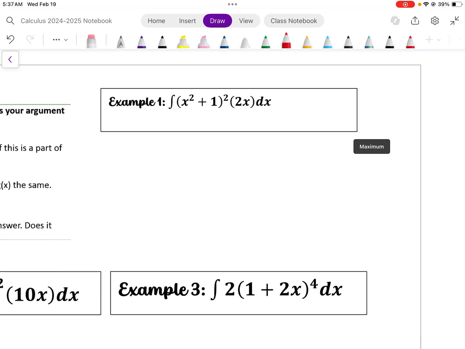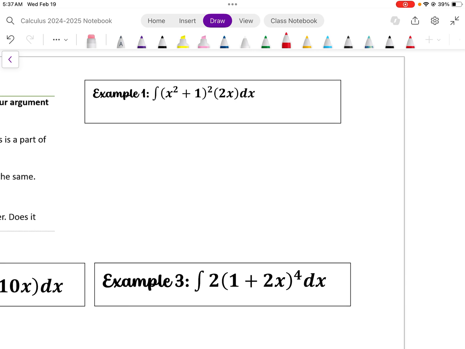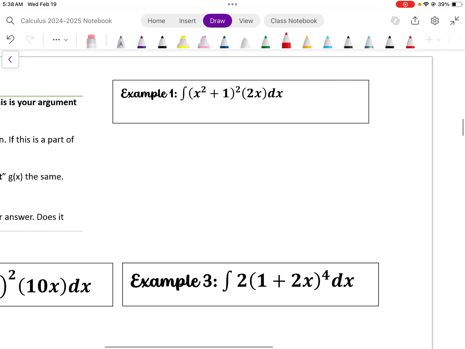Let's do some examples together now that I've shown you a pattern here. Okay, so in example 1, the first thing that you want to recognize is who is the composite function, right? Who is the argument? So in this one, our argument is x squared plus 1 because there's another function on the outside of it, right? So we're going to call that our u.